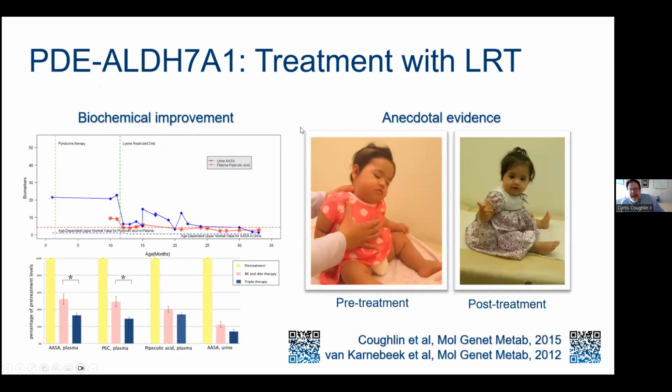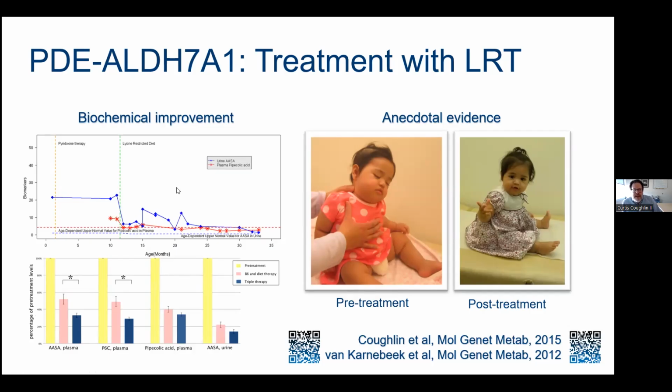At the time of these guidelines, there had been 18 case reports or case series of groups who tried one or both of these therapies. All 18 case reports or case series said the same thing. Here's two from our group, published in 2012 and 2015. And they all showed that we got a lot of biochemical improvement.